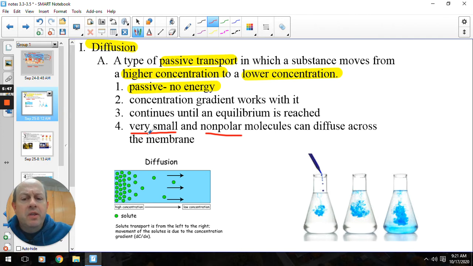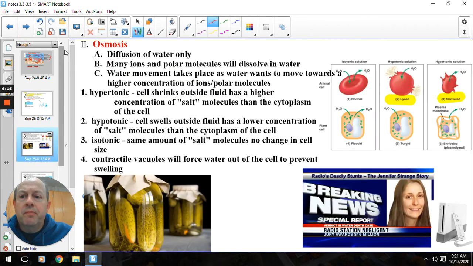If you're really, really tiny, you can also go across the cell membrane, but you have to be really small. So water is smaller than oxygen, but it can't really get across on its own because its polarity does not work with the nonpolar part of the cell membrane. So water is going to require these little things called aquaporins to help it get across. So diffusion is one type of passive transport.